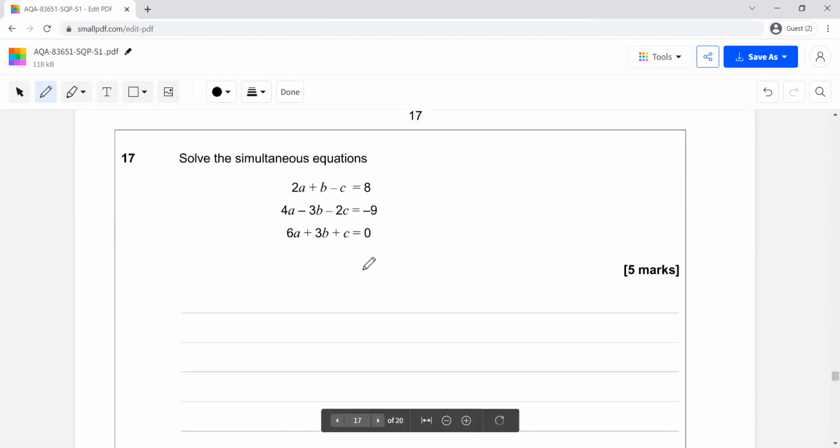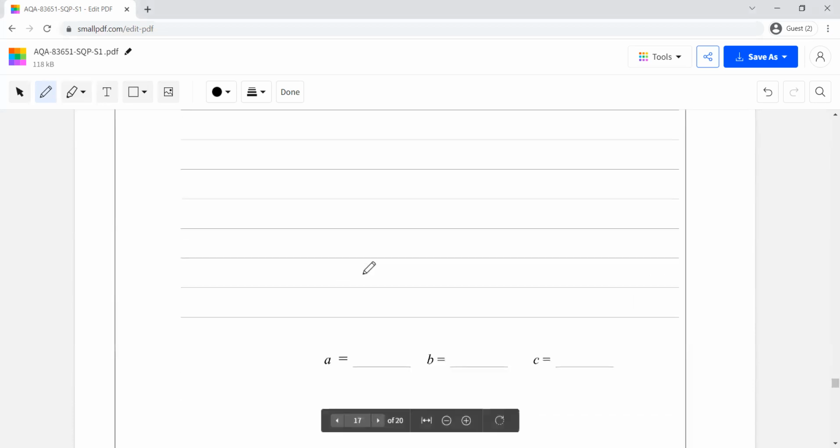Question 17, solve the simultaneous equations. Great. Okay, this is going to maybe take a while, maybe not. So I'm trying to look to see if we can actually reduce any of them. Maybe I'll come back to this one.